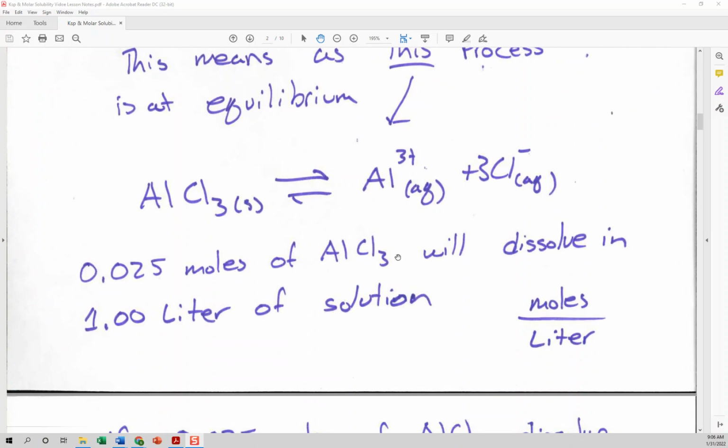So if you're told the molar solubility of a compound is 0.025, then you know that that's the molarity of this compound when this equilibrium has been reached, right?